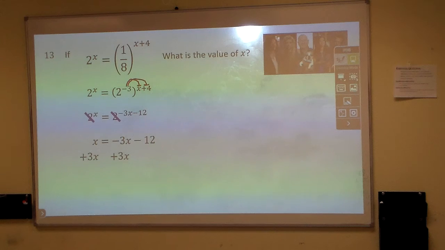I don't like negative x's, so I would add 3x to each side. And if I add 3x to each side, that makes this become 4x. Kind of got ahead of myself. So 4x equals negative 12, which I'm going to divide by 4, which will equal the negative 3. So x is negative 3.